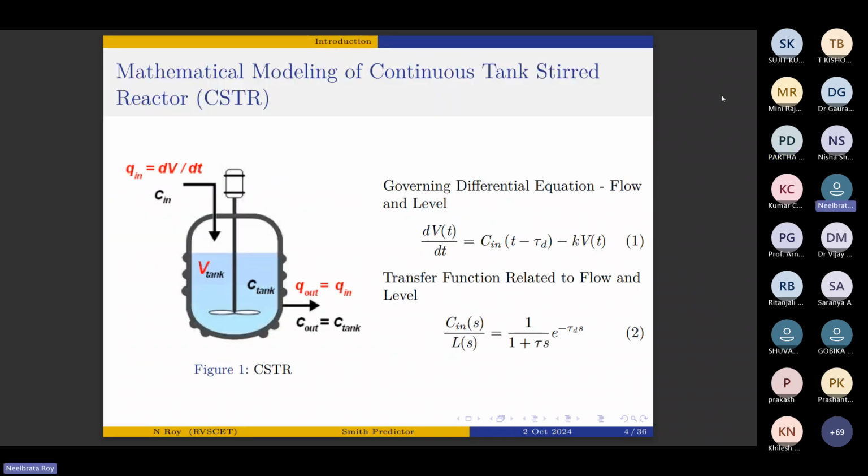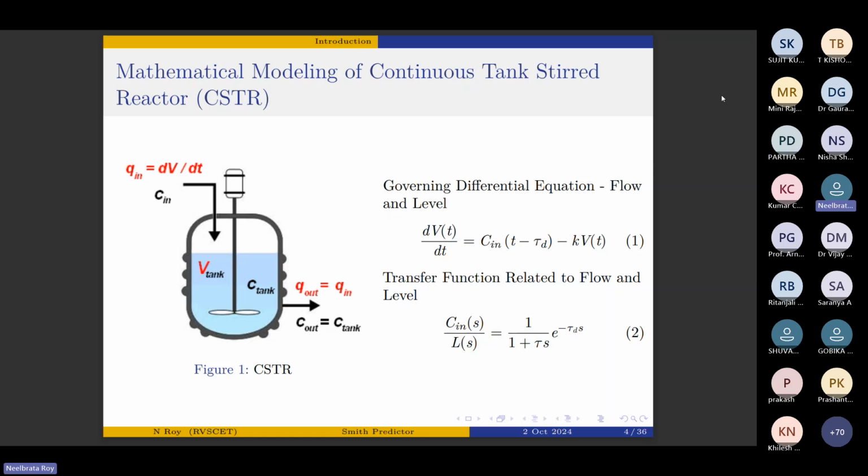For designing any kind of controller, the first and foremost important thing is to get the mathematical model of the system. So here I am discussing two types of systems, specifically the continuous stirred tank reactor and a heat exchanger system. There are many more systems whose mathematical models are already available in literature.